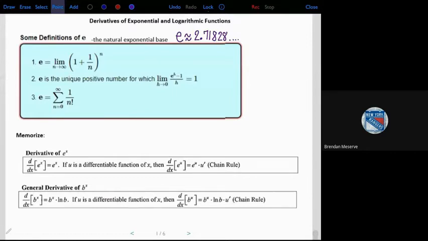E is notable in terms of derivatives because its slope is always its y value. So e is the unique positive number for which the limit as h approaches 0 of e to the h minus 1 over h equals 1. The limit as h approaches 0 should be throwing a little red flag in your head. It should make you think of the definition of the derivative, which is the limit as h approaches 0 of f of x plus h minus f of x all over h.